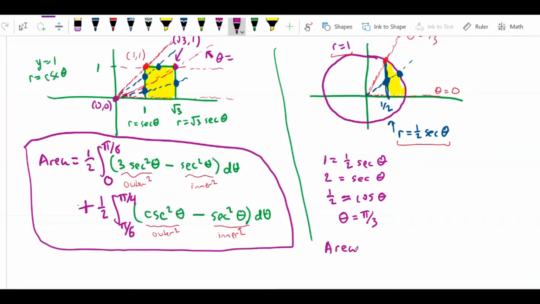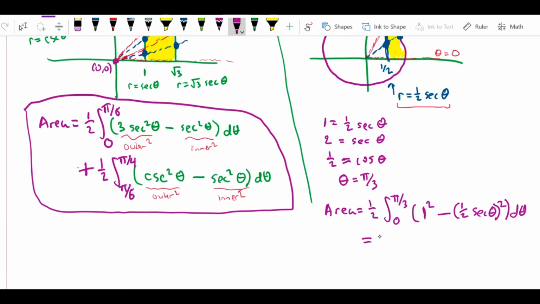Let's find the area. It's going to be 1/2 times the integral from 0 to pi over 3 of the outer function, which is just a circle of radius 1, so 1 squared, minus 1/2 secant theta squared, d theta. If we want to write this a little more cleanly, that comes out to the integral from 0 to pi over 3 of 1 minus 1/4 secant squared theta d theta. There's the answer.